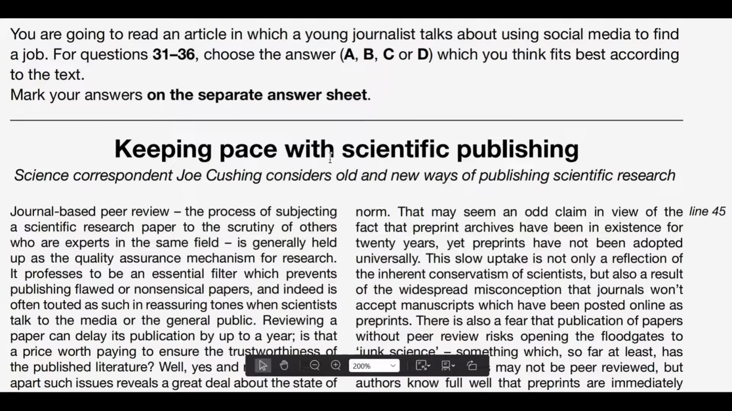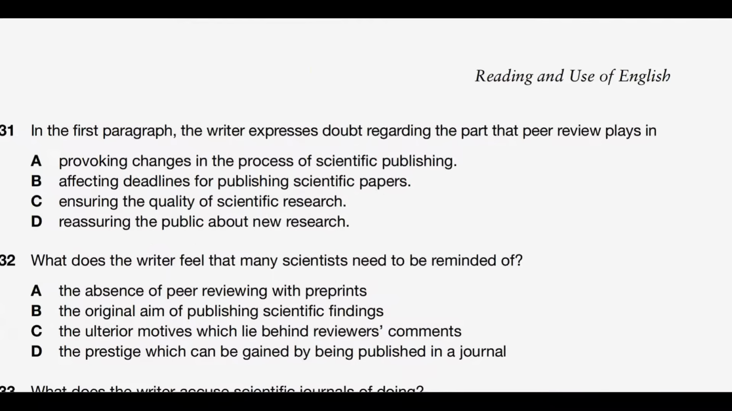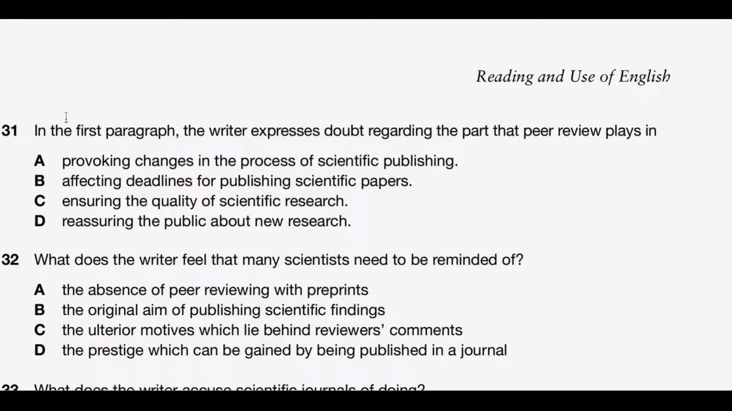Then I would just suggest that you go straight to the first question. And we can see here in question 31, in the first paragraph, we've been told where to look for the answer. The writer expresses doubt regarding the part that peer review plays in. Just looking at that part of the question, we can make some deductions that are important for how we're going to answer it. So in the first paragraph, we've been told where to look, and there are doubts, problems, in relation to peer review. Those would be our key words.